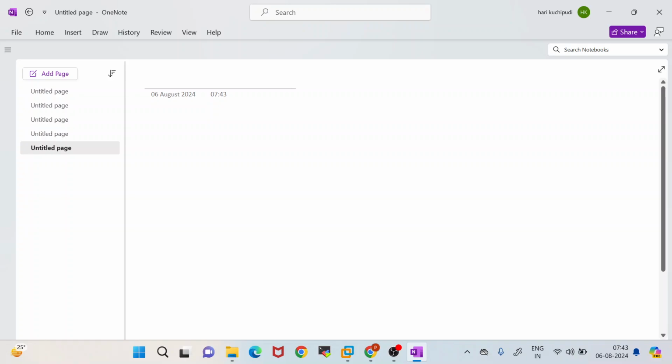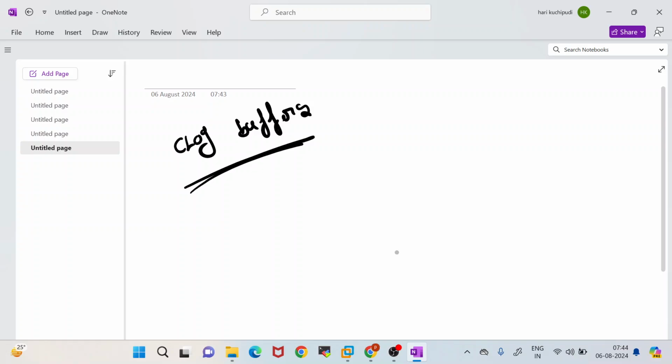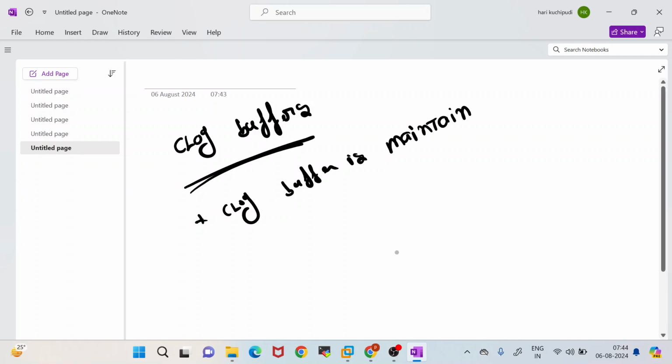The next memory component of the shared memory area is clog buffers. What does it mean? The clog buffer is maintained by the Postgres system itself.